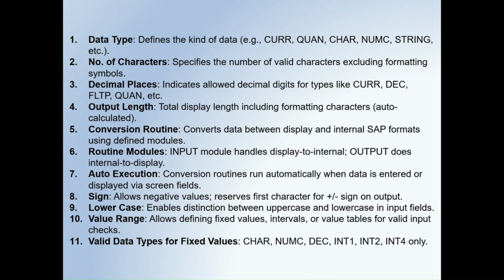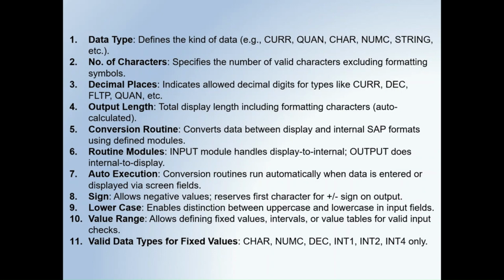Suppose there's a price field with value 123.45. Okay, 123 rupees 45 paise. So that decimal 45 is two decimal places, we can mention two over there.